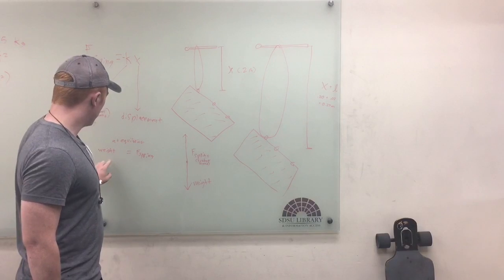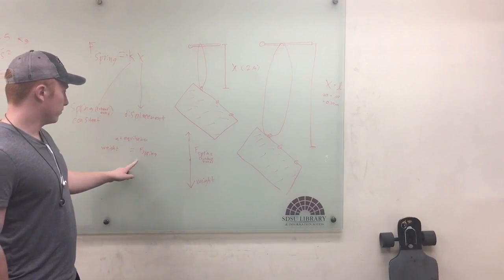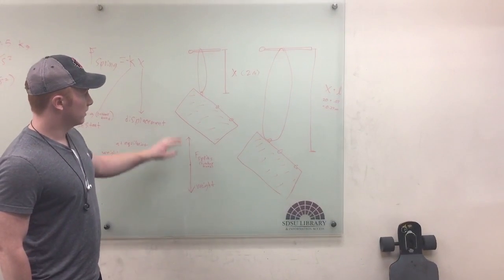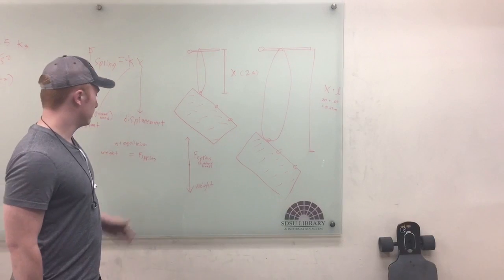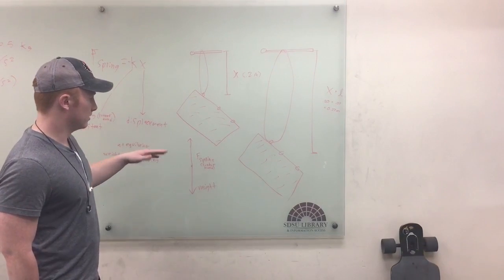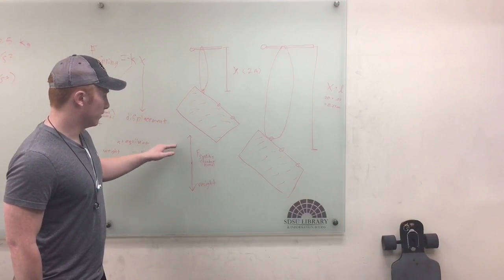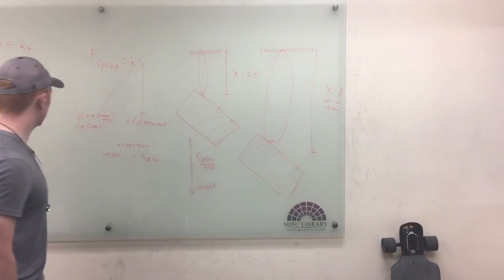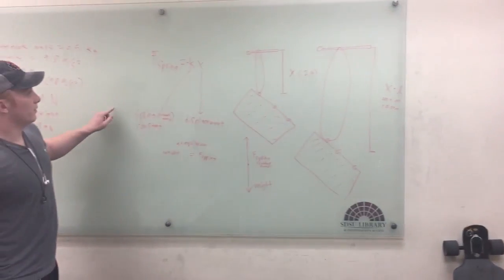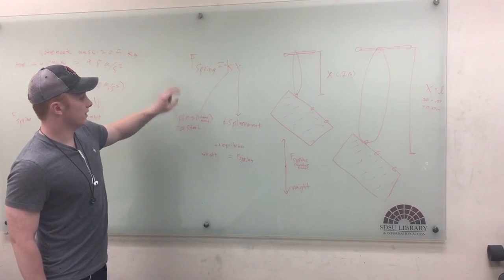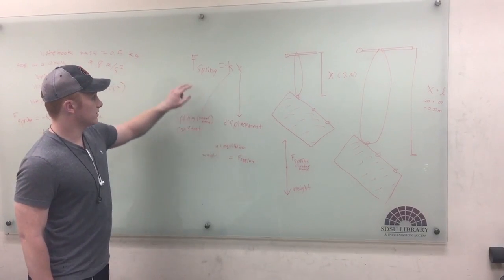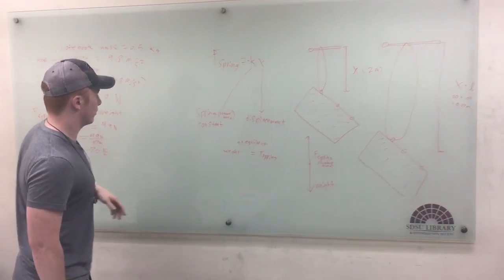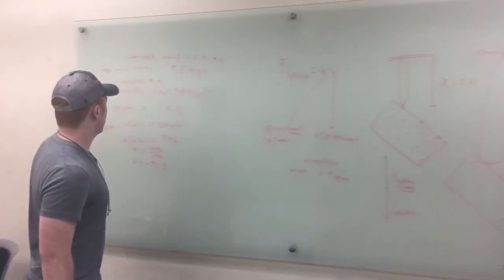So at equilibrium, the weight and the force of the spring are equal because it's not moving up or down, so the net force is zero, and it wouldn't be moving at all. Now that we have the displacement, and because we know that the weight and the force of the spring are equal to each other, we can solve for k, which we do here.